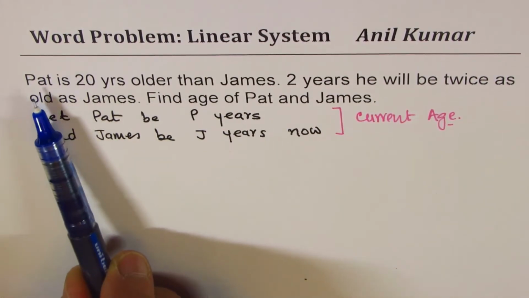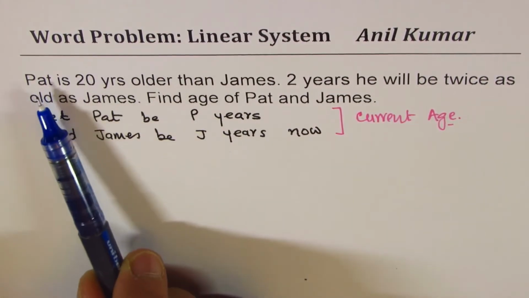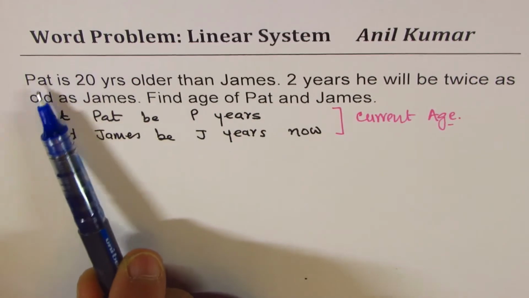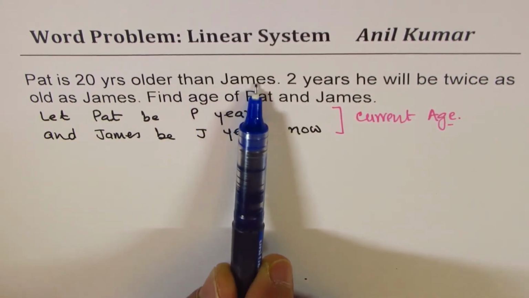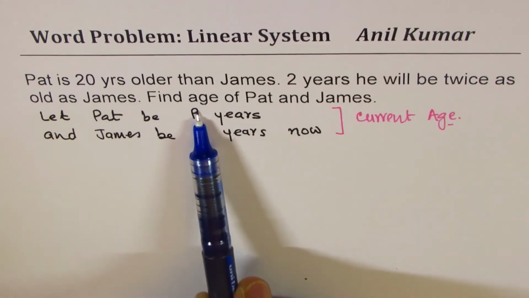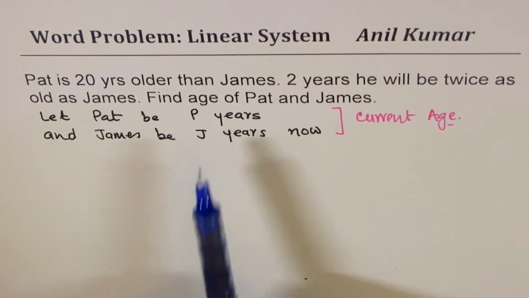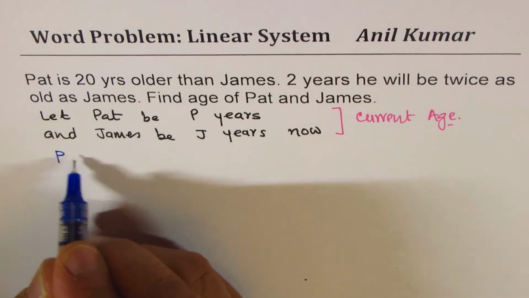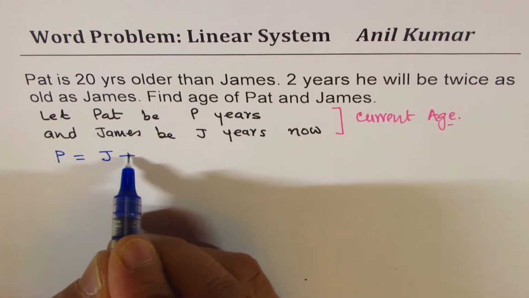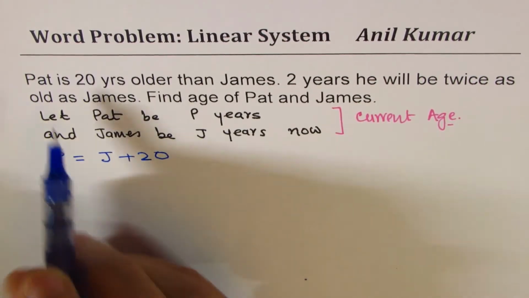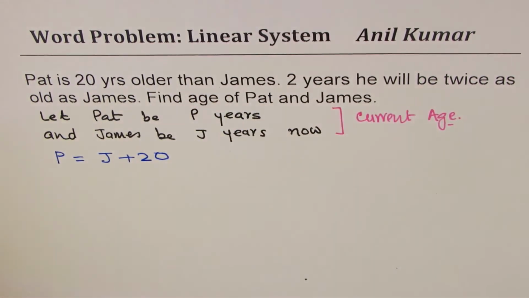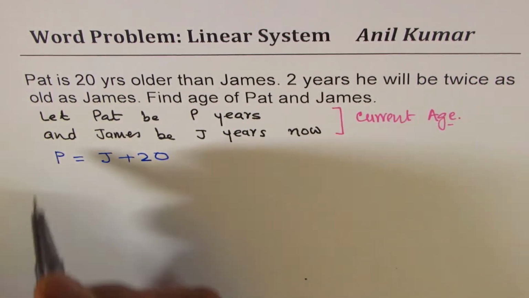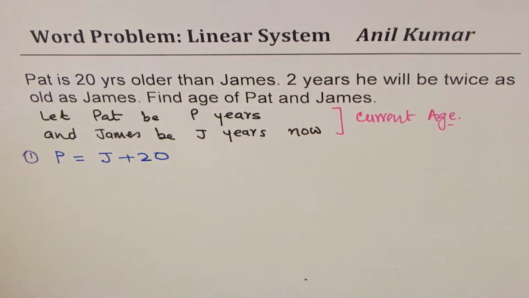So the first equation can be written from the very first statement. Pat is 20 years older than James. So Pat is P, 20 years older than James. That means P equals J plus 20. Is that okay? So we get one equation. We'll name this as our equation number 1.